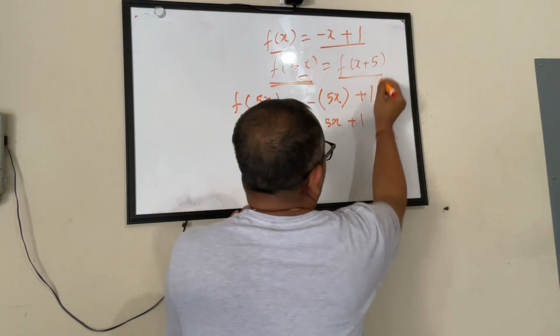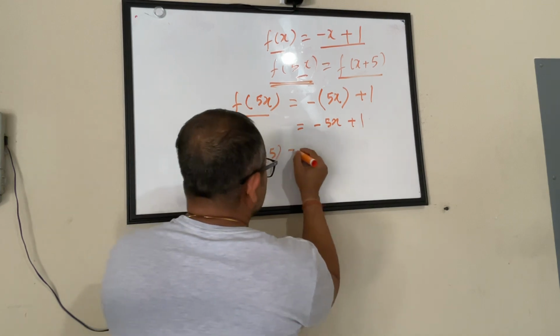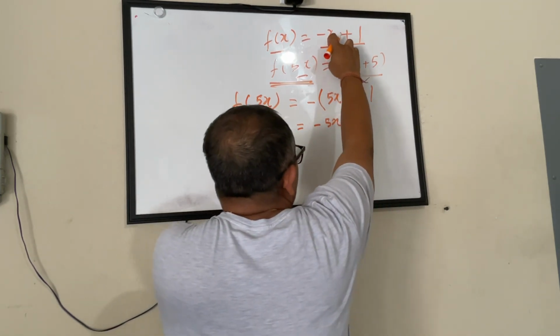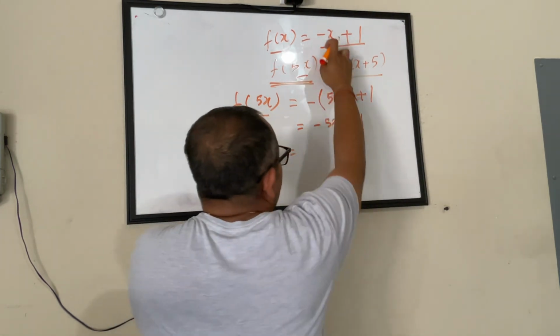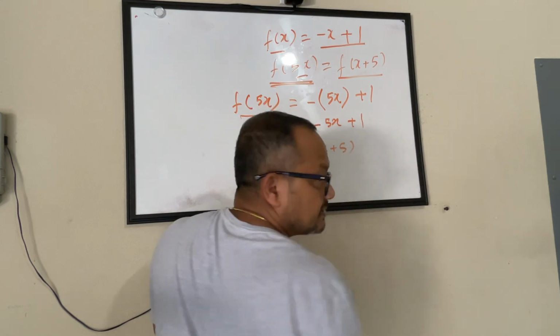Now what is the value for this one? Function of x plus 5. I'll do the same thing. If it was 1, I would have put 1. If it was 5, I would have put 5. I have x plus 5. I put x plus 5 instead of x. That's it.